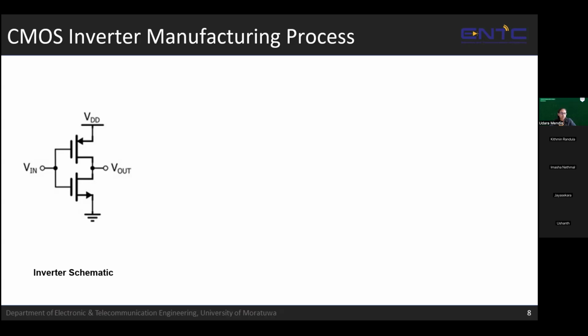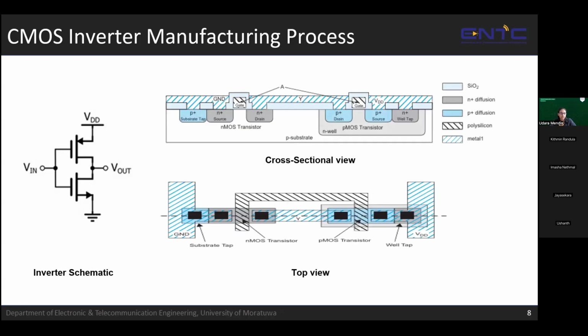So this is the schematic that you saw in the previous sessions, and this is how it looks in the cross-sectional and the top view. So already you know how these connections are made. This A part is the V in, where the two gates are connected, and this metal layer is the V out, where the two drains are connected. The source of the NMOS is connected to the ground, and this is connected to VDD, both these points.